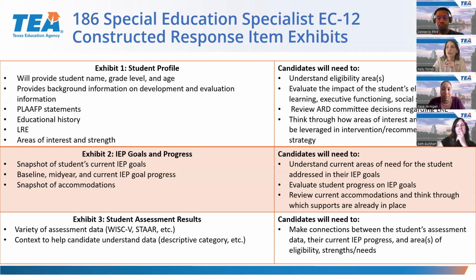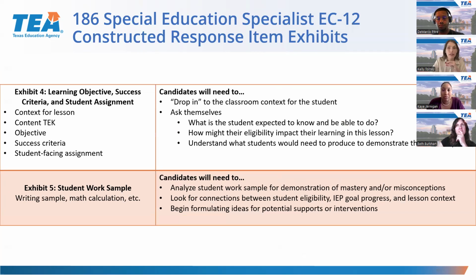When we transition to looking at the fourth and fifth exhibits, here's where the candidate's focus shifts from the student to the classroom context. So what's actually happening in the classroom for this student? That fourth exhibit is the learning objective, success criteria, and student assignment. Here is where candidates are dropped into the classroom.